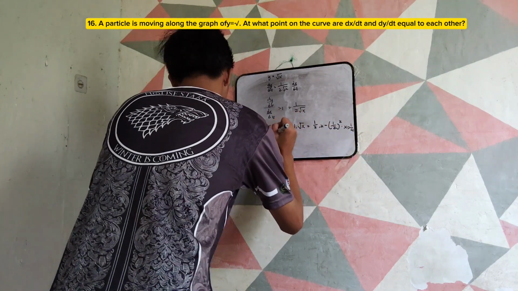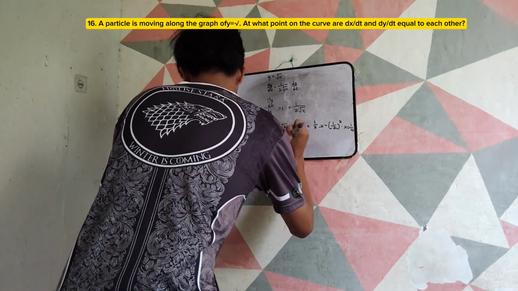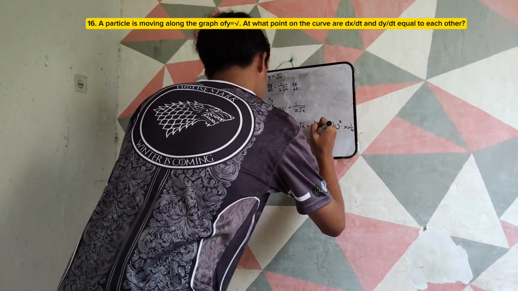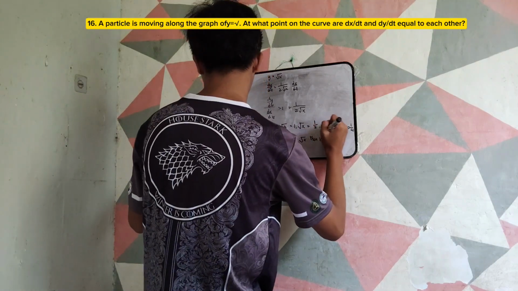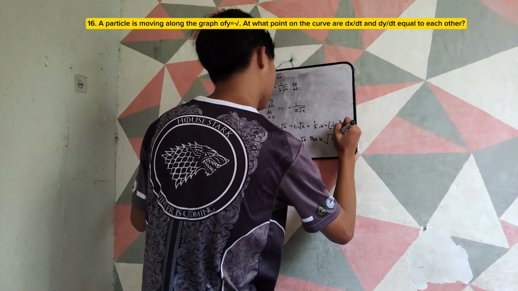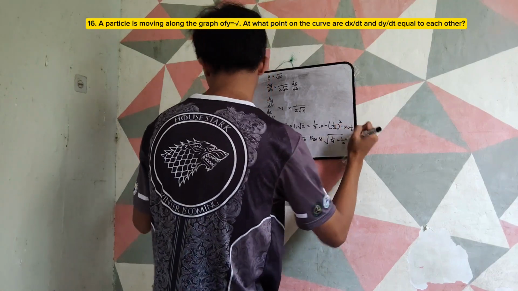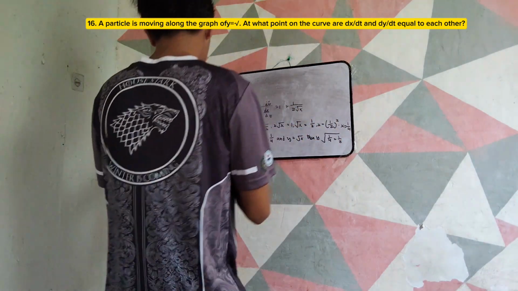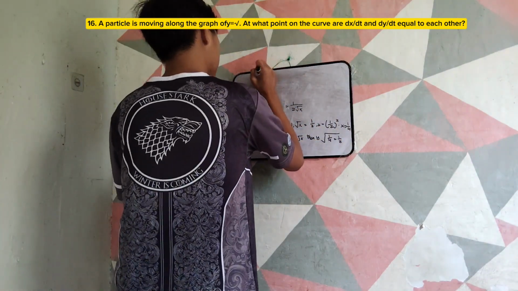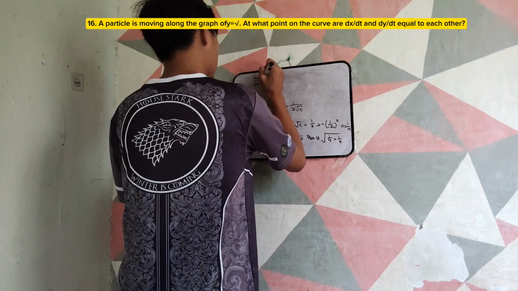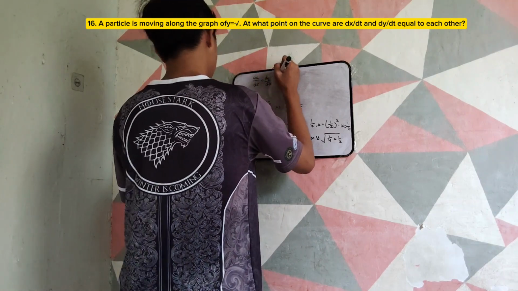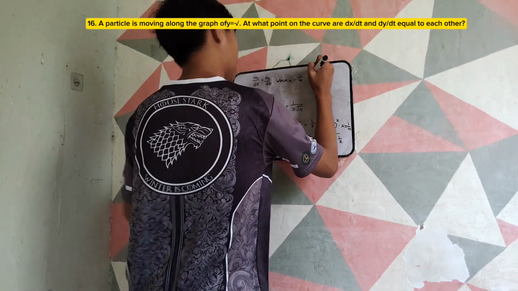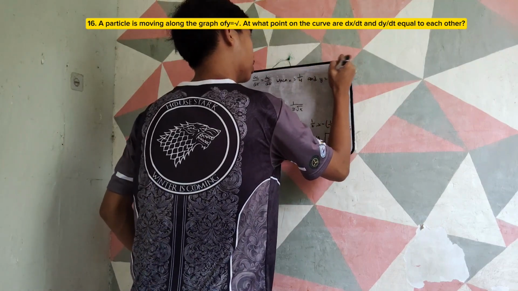So x equals 1/4 and y equals the square root of x. So y is the square root of 1/4, which equals 1/2. So our final answer will be that dx over dt equals dy over dt when x equals 1/4 and y equals 1/2.